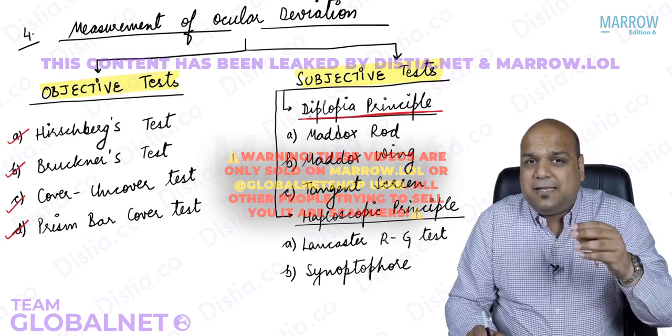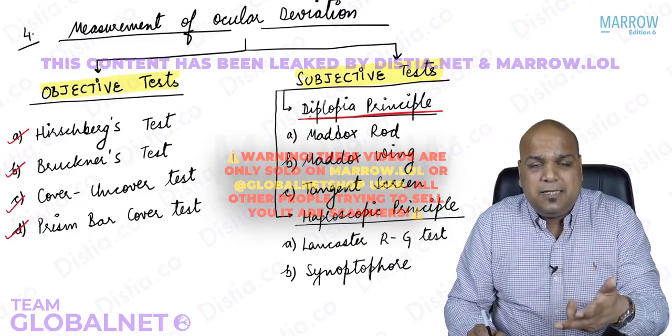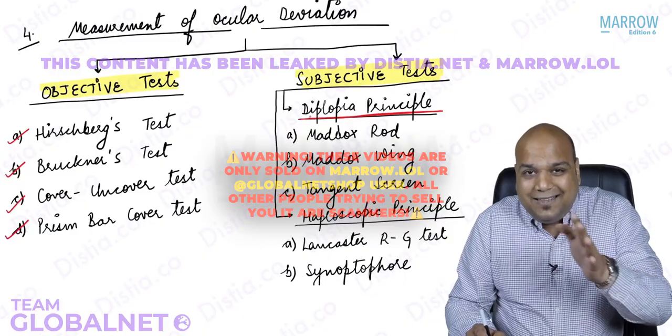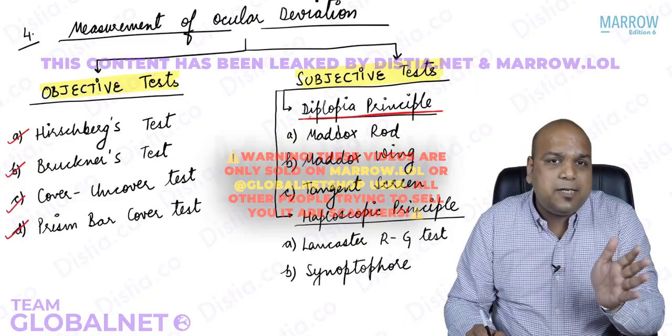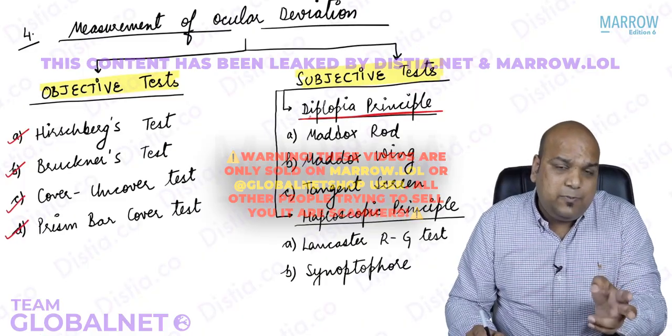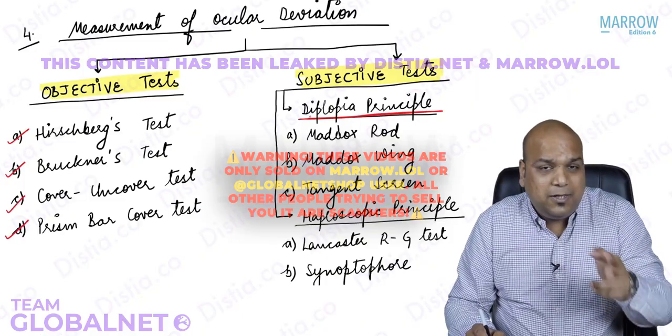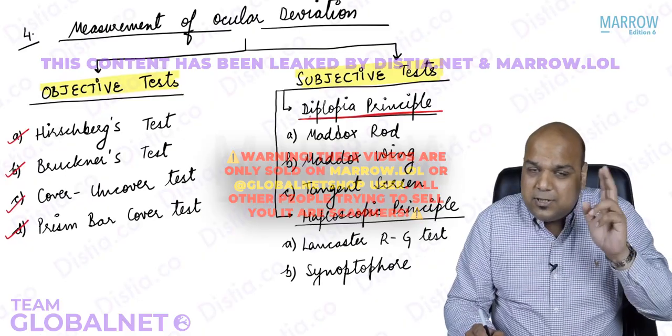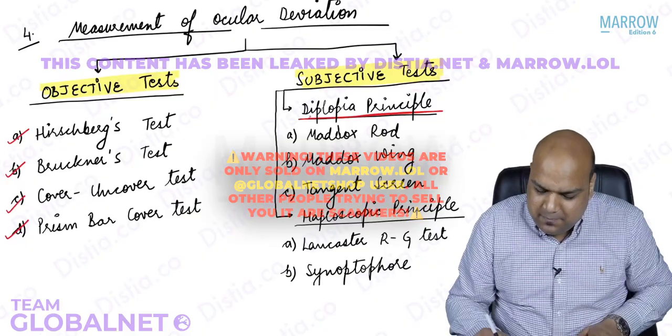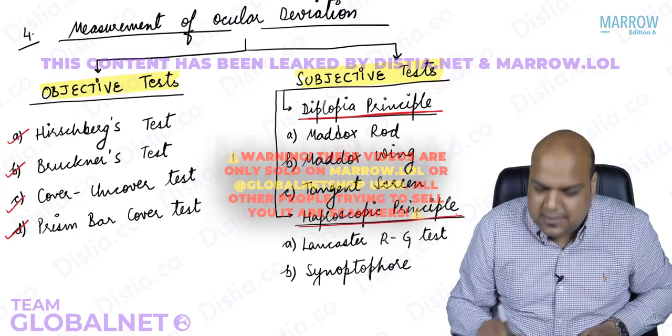That means these tests induce dissociation of images leading to diplopia, and hence we are able to test whether the patient has squint or not. If the patient has squint, diplopia will become a problem. Otherwise, it will not become a problem because I will be able to still fuse all the images. Or on the haploscopic principle.